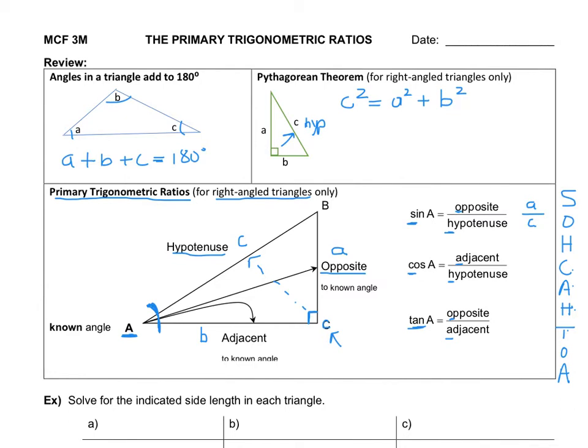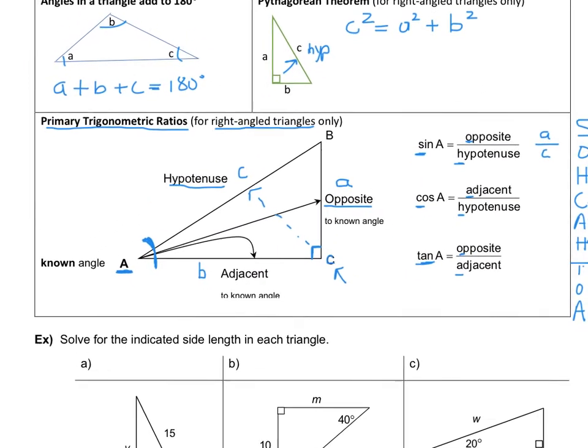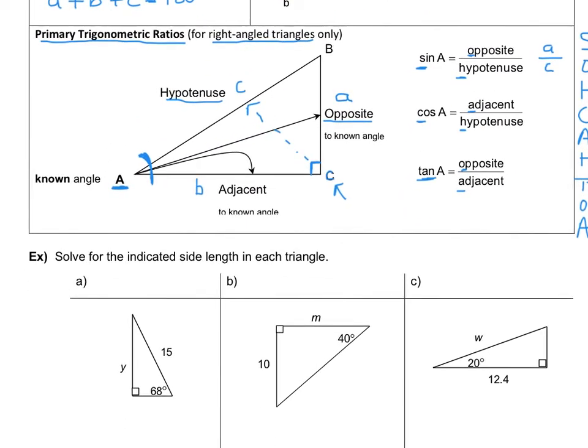All right, so we're going to remember how to use these primary trig ratios to help us find missing side lengths or angles. Example A: solve for the indicated side length in each triangle. This is side y, the one I want to find. Here's my 90-degree angle, which makes this the hypotenuse. My first step is to identify which sides I have and which ones I know. I have the hypotenuse. The 68 is my angle of reference. That makes y opposite to the 68.